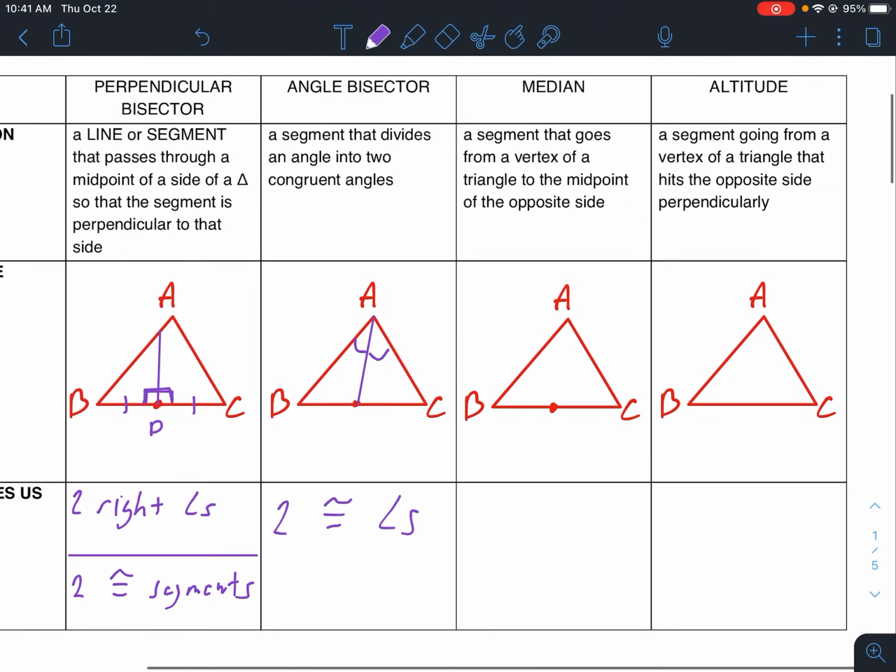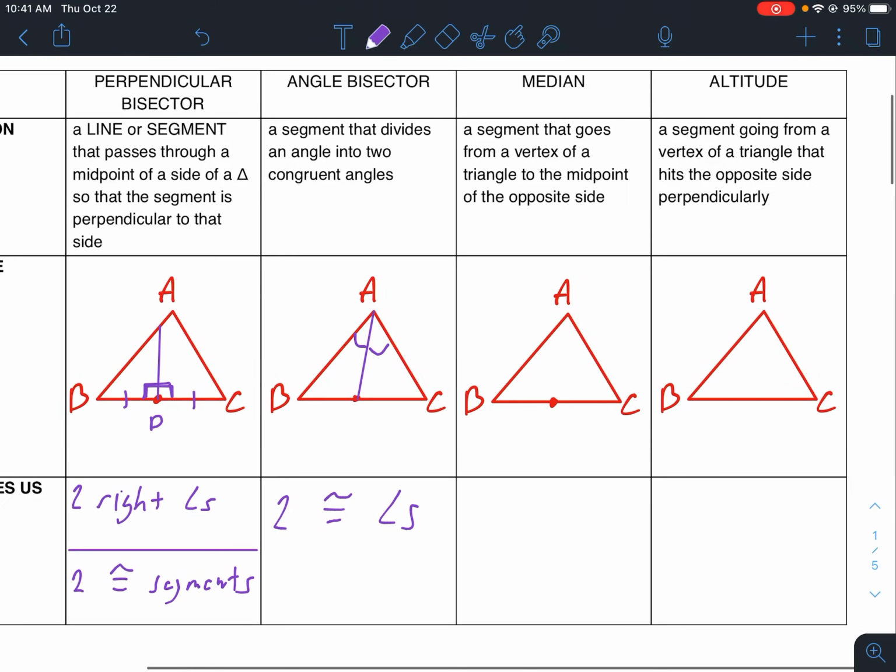Next, we have a median. A median is a segment that goes from a vertex of a triangle to the midpoint of the opposite side. So let's pick a vertex. We're just going to pick A again and draw a segment that goes from A to the midpoint of the opposite side. So let's call this point D. We'll call that the midpoint. And I know it's midpoint because it makes those 2 segments equal. And then let's connect A to D. And AD is called a median. What does a median give us? It gives us 2 congruent segments.